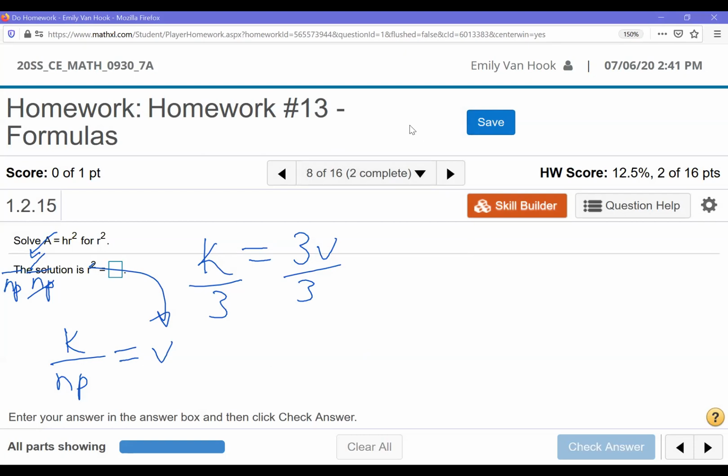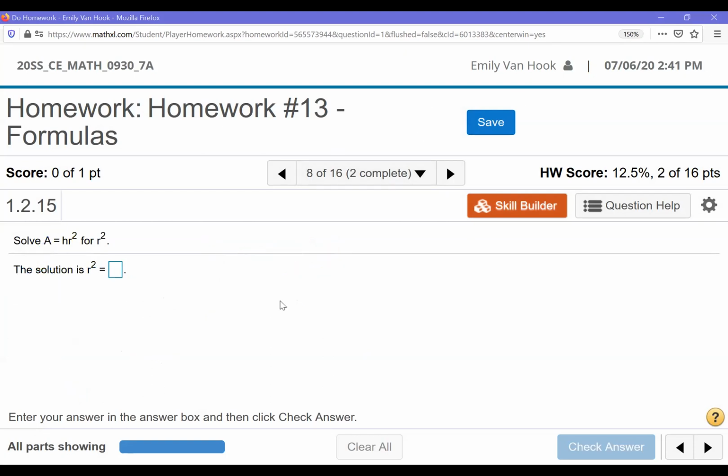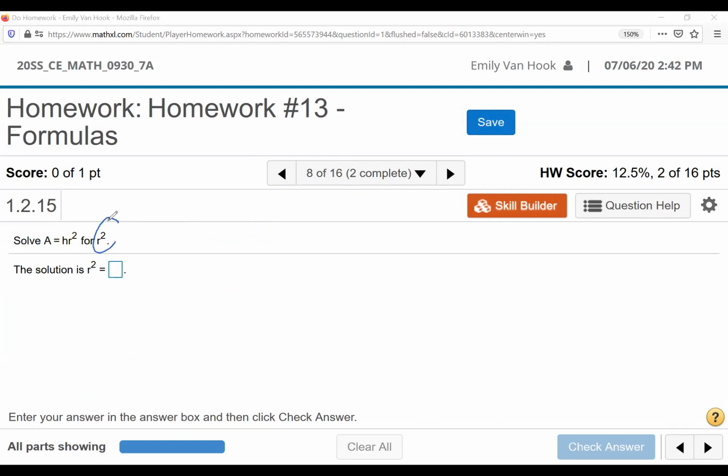That was number 7. Okay, number 8, A equals HR squared. And we're solving for R squared. That might seem strange. Don't let the squared part throw you off. You're basically being told to treat R squared like it's its own variable. It's not the same thing as solving for R. We don't have the capability of that right now in this class. You'd have to take the square root of both sides, which we're not doing.